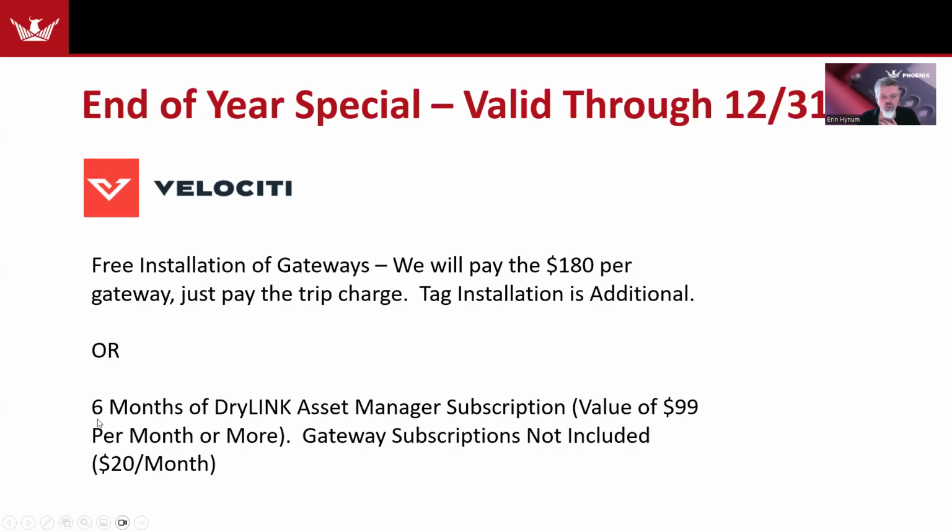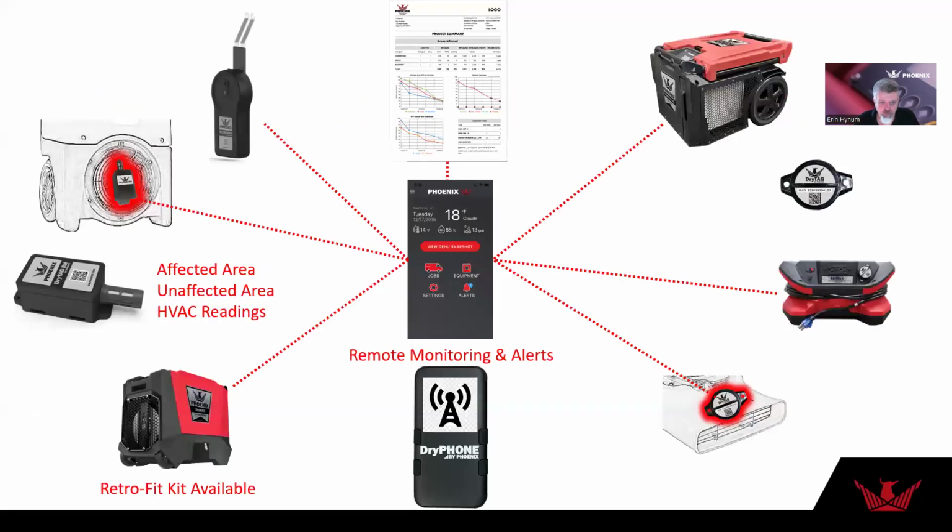We would pay the 180 per gateway. Or you can choose 6 months of DryLink Asset Manager subscription value of 99 per month or more. That does not include the subscription of the gateways. That's the 20 or 18 a month that I was talking about. That would be an additional charge. So that's the special. If you want to use that, it's good through the end of the year.